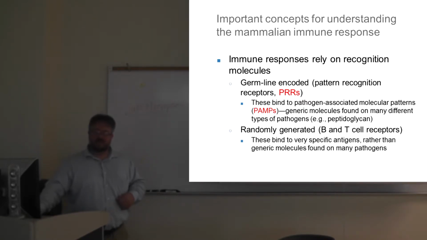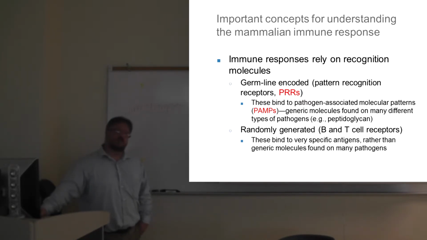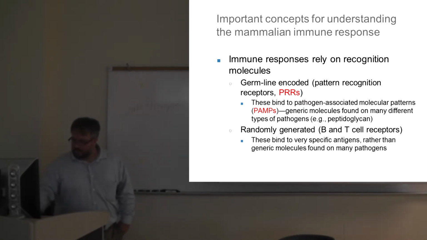Question: do any of those target endonucleases, which are found in E. coli specifically? Yes. Some of them recognize double-stranded RNA that we don't have, which is found in viruses. There are some that recognize nucleotide epitopes that we don't have, such as certain methylated epitopes found more commonly in bacteria. So there are a lot of them; some recognize nucleotides, some lipids, some sugars. They recognize these generic molecules found in many different types of pathogens. Peptidoglycans are one.